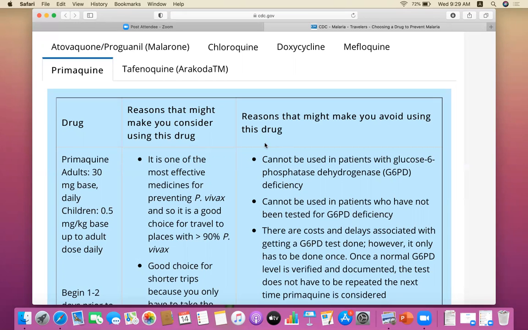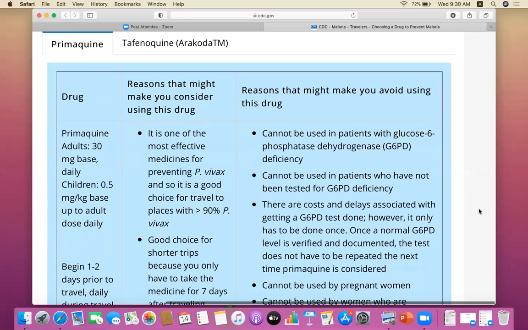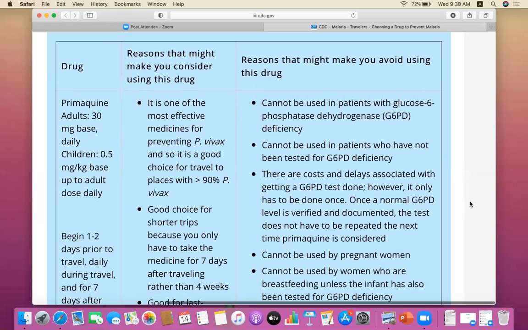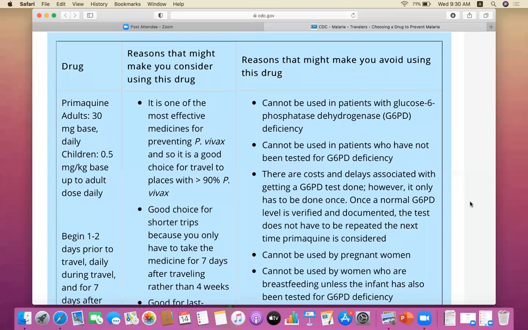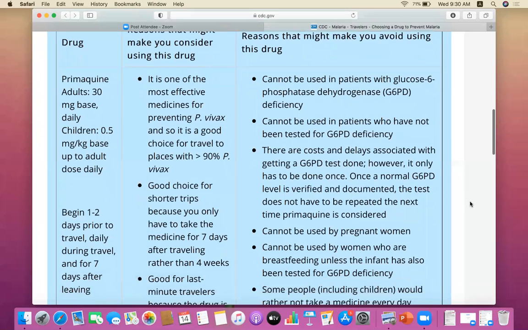It cannot be used in patients who have not been tested for glucose 6 phosphate dehydrogenase deficiency. So before taking primaquine, it is very necessary that the patient's report should be available for the glucose 6 phosphate dehydrogenase enzyme.